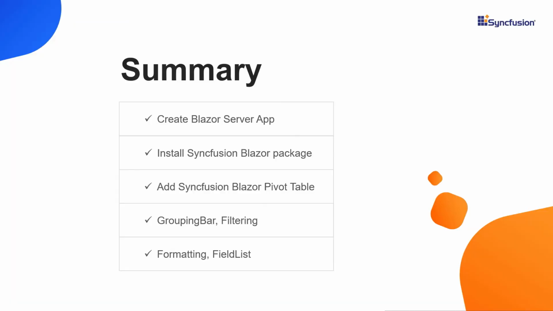Finally, let's summarize the main points that I've explained during this video. I've explained the steps to create a Blazor server app project and import the Syncfusion Blazor assemblies. Then I explained how to add a Blazor Pivot Table component to the application, along with a few important features.